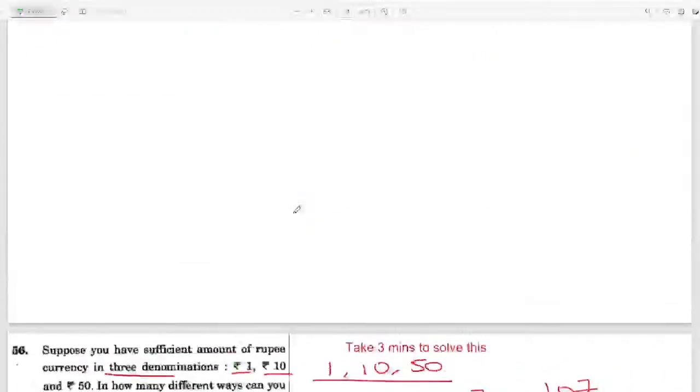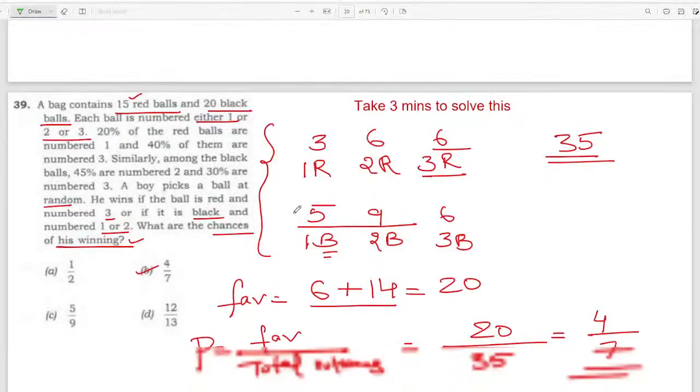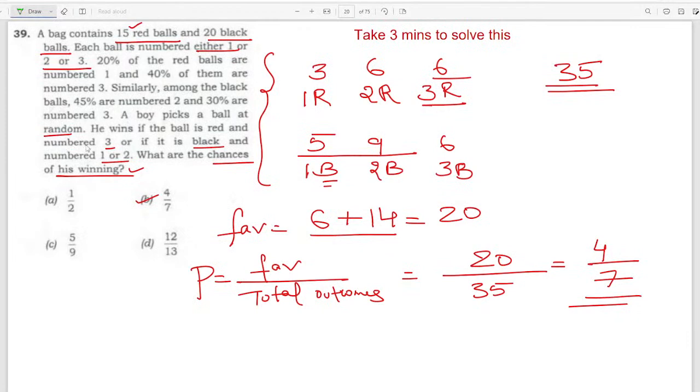Similarly, when we were picking the balls from this case, they said he wins if the ball is red and numbered 3, or there are 2 conditions, one this condition or this condition. So when they are giving 'or', the chances would increase. 6 plus 14.